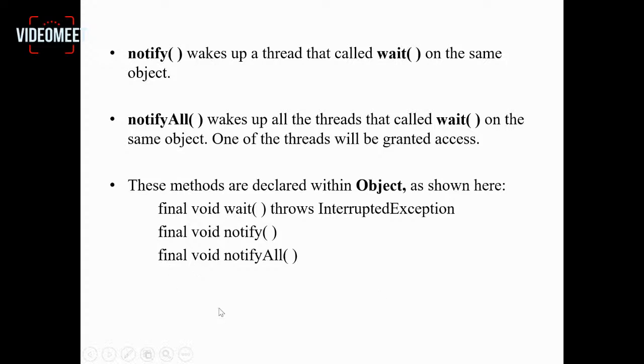The wait method has a return type void. It doesn't receive any parameters and it throws InterruptedException. The notify method does not have any parameters and its return type is void. NotifyAll also does not have any parameters and its return type is void.